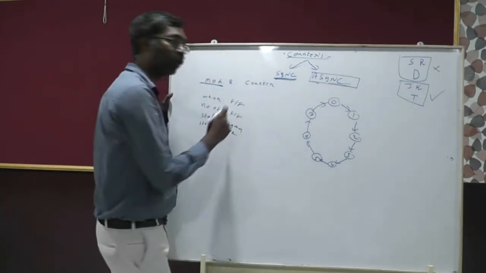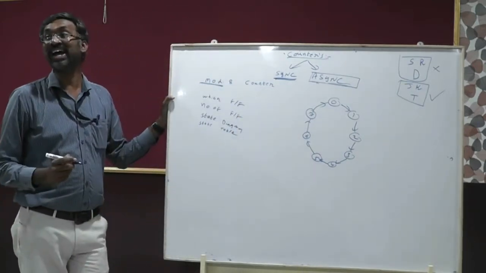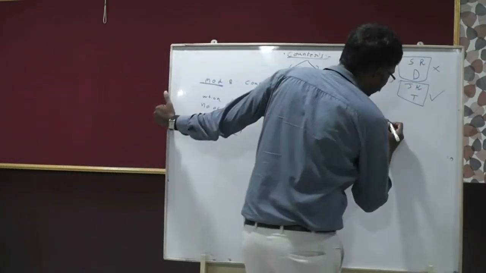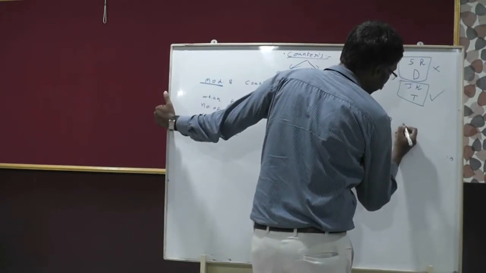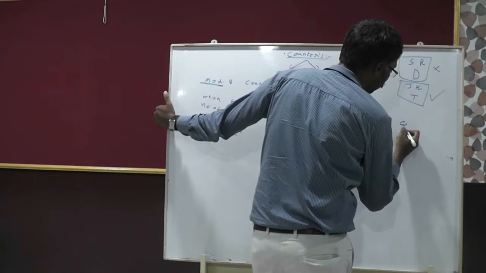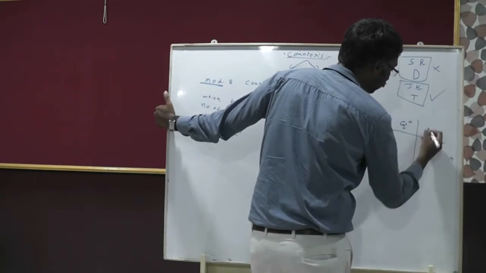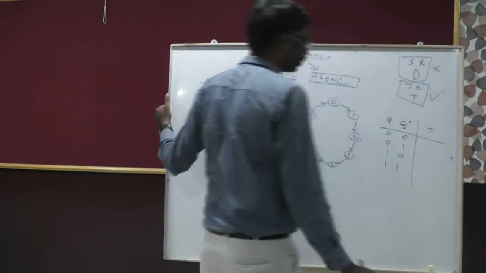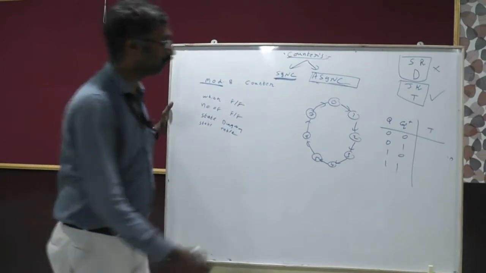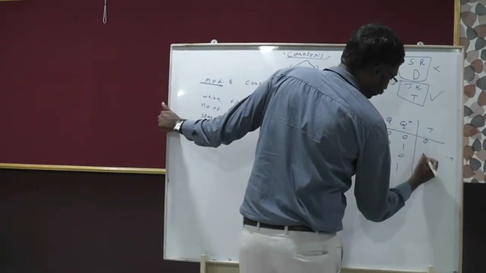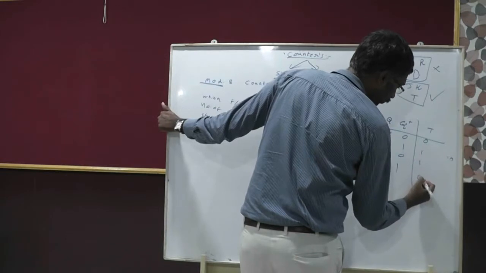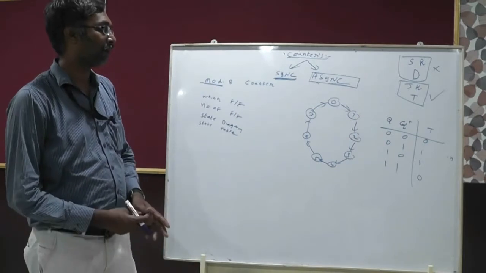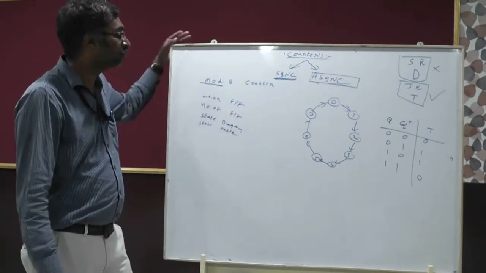So for the flip-flop, we have to write the excitation table. So I am going to write the excitation table of the toggle flip-flop. So what will be the value of T? 0, 1, 1, 0.